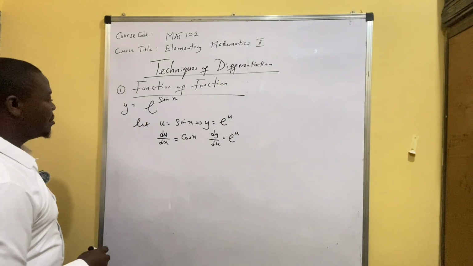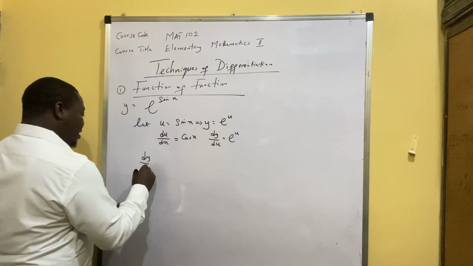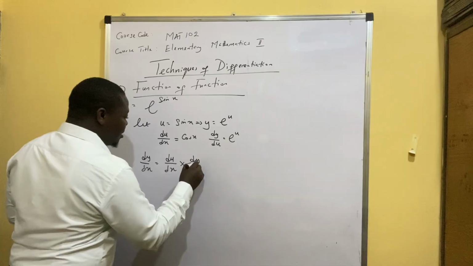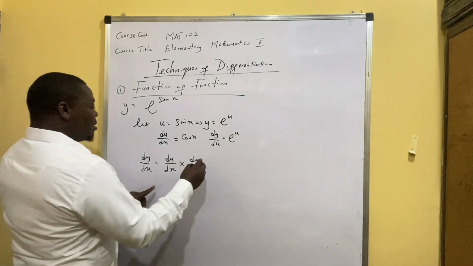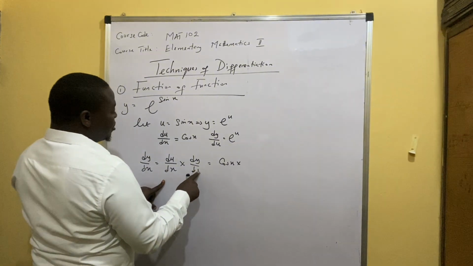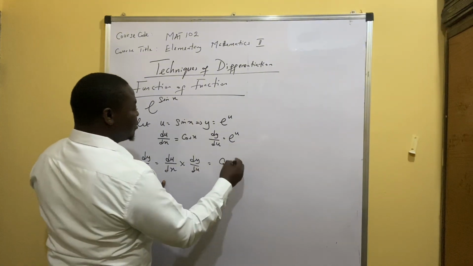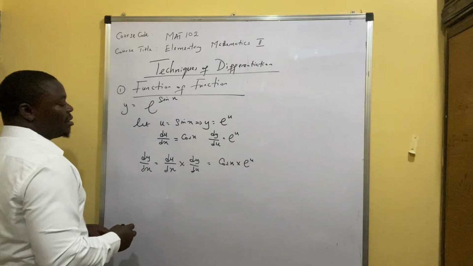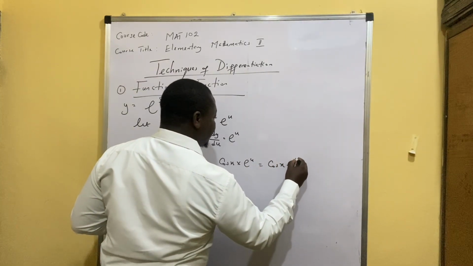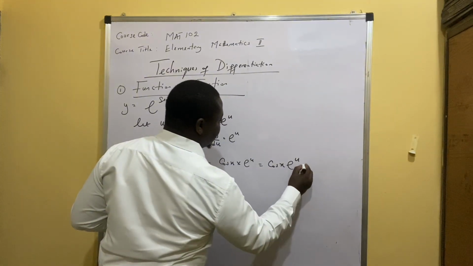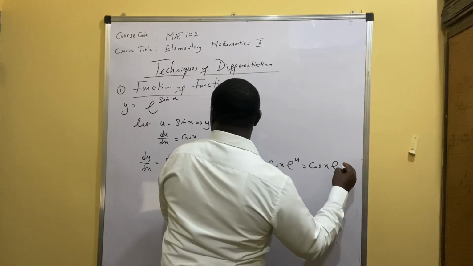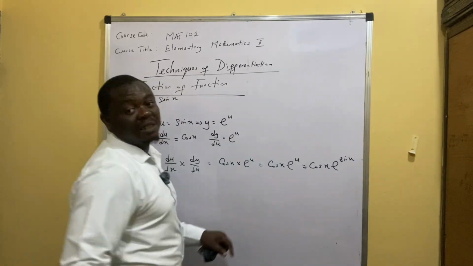Okay, so we now apply the formula that dy dx is equal to, if you wish, you can say du dx times dy du. It's still the same thing. So du dx now is cos x multiplied by dy du, and that is exponential u. So multiplying these two together, we have cos x exponential u. Replacing the value of u, we have cos x exponential sine x.